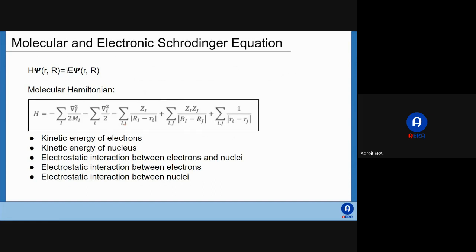Okay, so E is the eigenvalues, H is the Hamiltonian, and psi is the wave function. So we can represent the molecular Hamiltonian like this. So what are all of these?